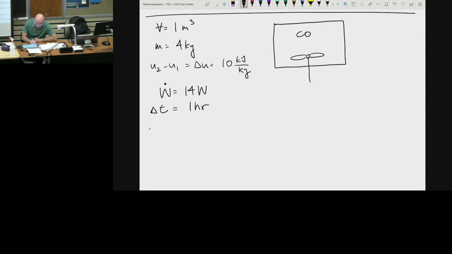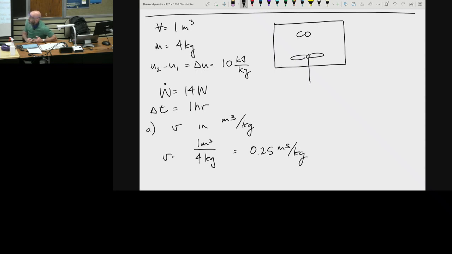Okay, so let's try to find A. What is the specific volume in meters cubed per kilogram? Well, really, the units are telling us what we need to do here. We know the volume is 1 meter cubed, and we know the mass is 4 kilograms. And so this answer is going to be 0.25 meters cubed per kilogram. Dead easy problem. But let's look at what it says. It says the specific volume at the final state. They asked us specifically for the final state.